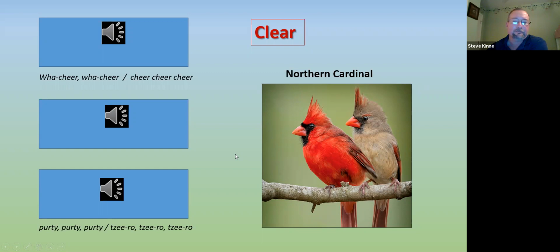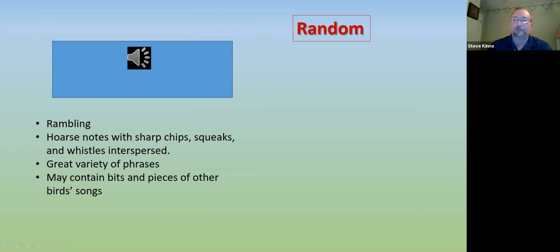This is one you'll frequently see when you're out in marshy areas or shrubby areas. And the interesting thing about it is it's kind of a random thing. They're very rambling. There's all kinds of weird noises like chips and squeaks and whistles. Sometimes there are other parts of bird songs thrown in there. But the key thing is there's no real pattern to it like most birds. It's very random. So listen to this one.